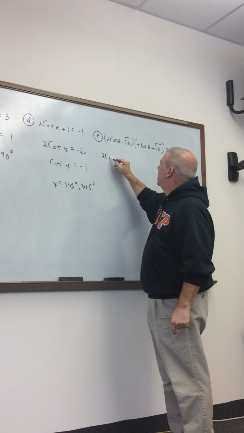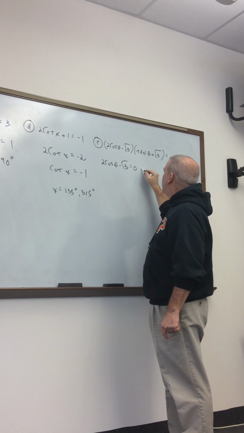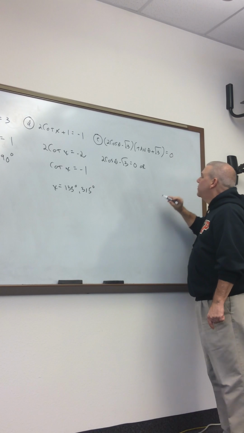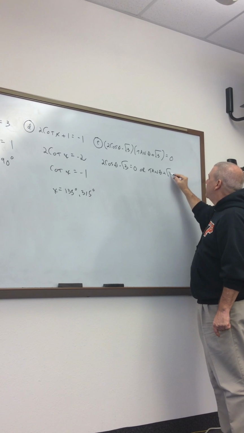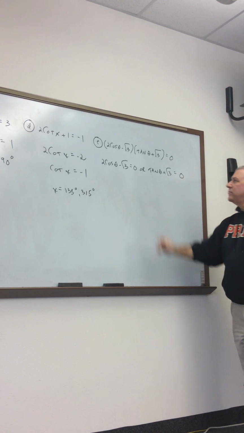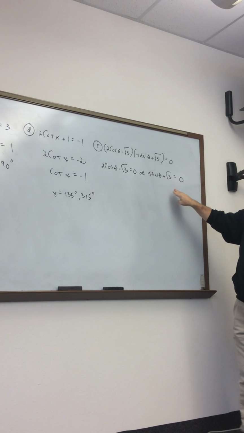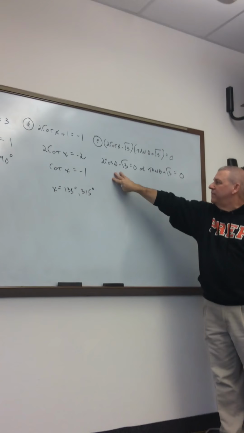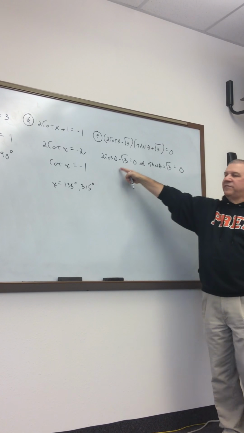So go in your notebook. 2 cosine of theta minus the square root of 3 equals 0, or, put the word or there, tan of theta plus the radical 3 equals 0. So when you have 2 factors multiplied set to 0, you set each to 0, and now what are you going to do here? Variables left, constants right. All right, let's do this one.